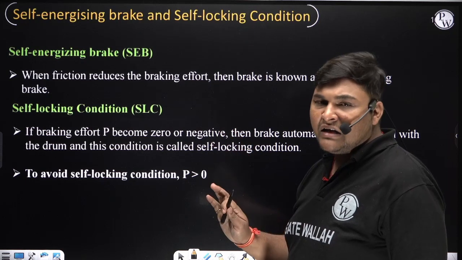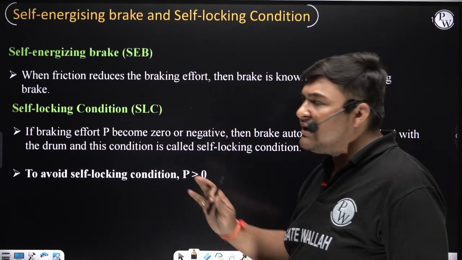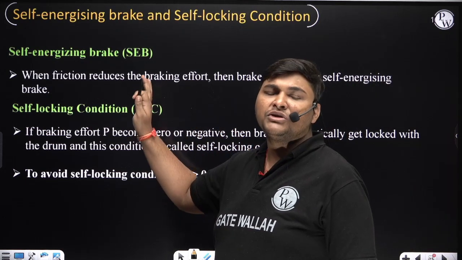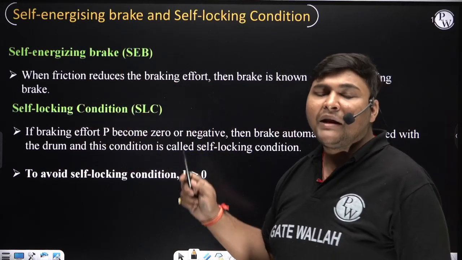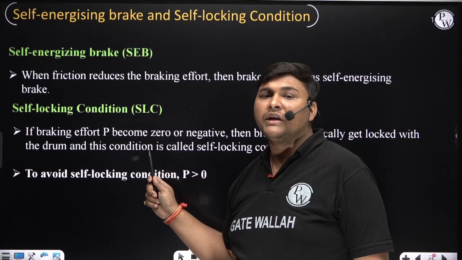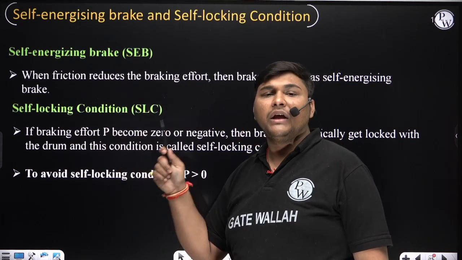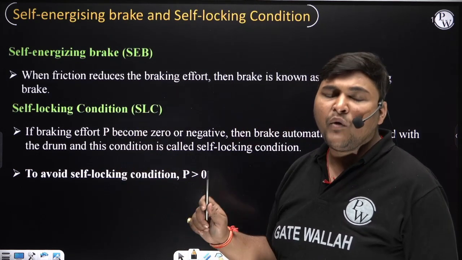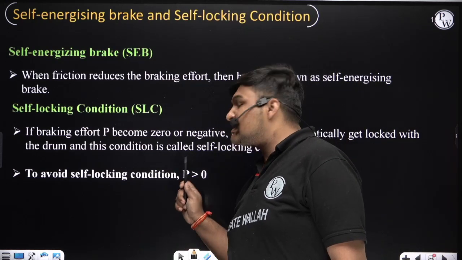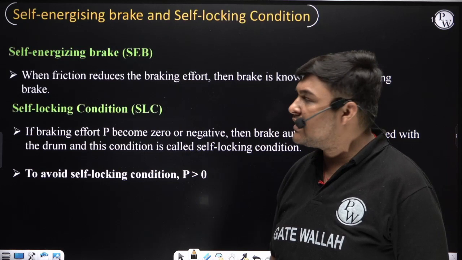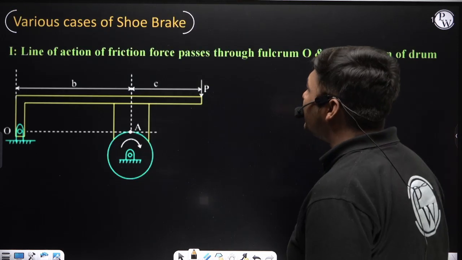Just for this instant, just remember, whenever friction is reducing braking effort, then that brake is known as self-energizing brake. And if braking effort is becoming 0 or negative, then that condition is known as self-locking condition. If we want to avoid self-locking condition, then what we need to ensure is that P must be greater than 0. Okay. Now I am discussing various cases of shoe brake.